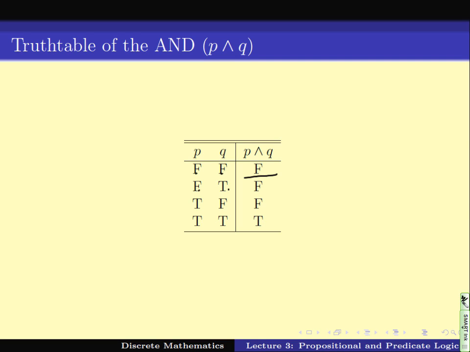Similarly, false and true gives false. True and false gives false. And the last one is true and true gives true. That means only when both P and Q are satisfied, or they are both true statements, only then the combined statement P and Q is also true.